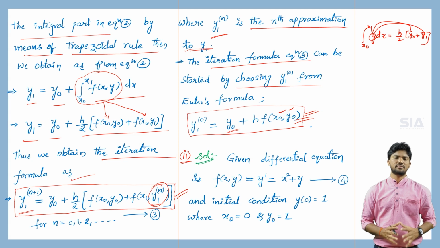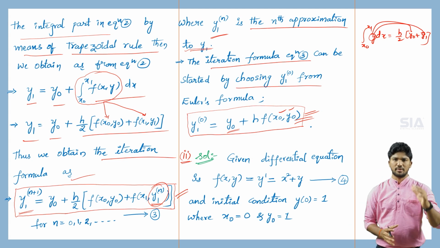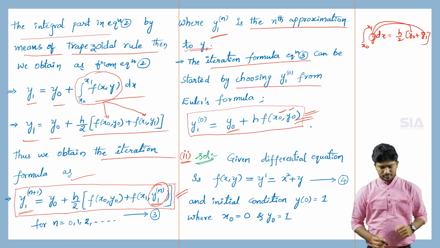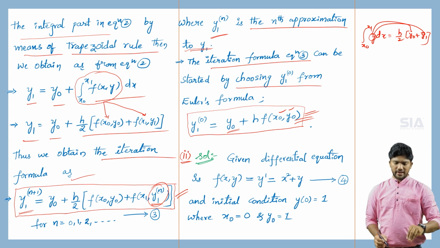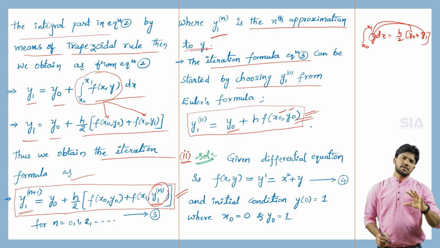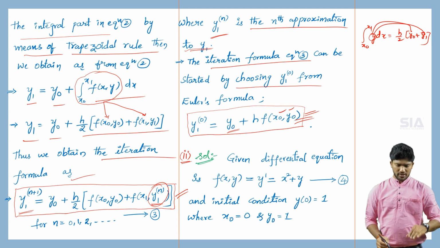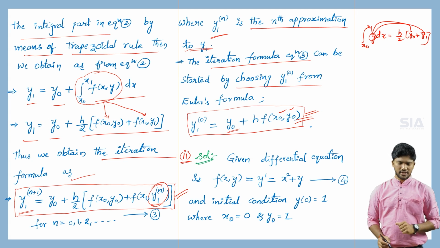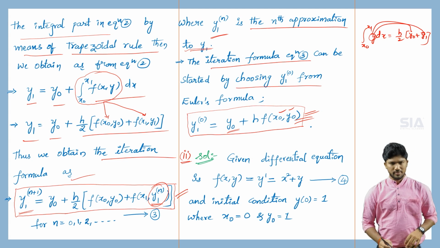That is the formula for the n plus 1 approximations in the modified Euler's method. We are just approximating the integral part by using the trapezoidal rule. So that is the total derivation of the modified Euler's method. Okay, so if in the examination you get the question to derive the Euler's modified method, up to here you have to write down, step by step clearly with the help of the Euler's method.